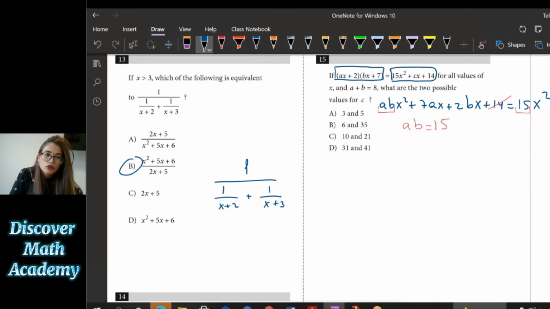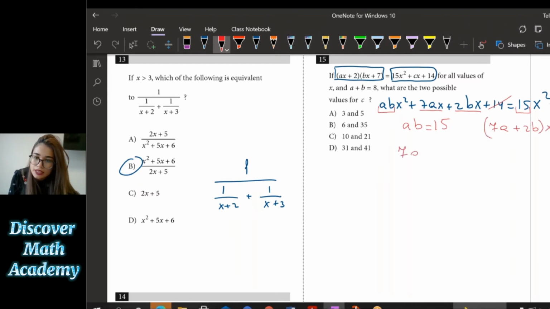So the quotient of 7ax, 2bx, cx. It means that I can write this one like 7a plus 2b times x, which is equal to cx, yes? So 7a plus 2b is equal to c. I have to note for all the values of x, a plus b is 8. So I can take first one, yes, and I know that a plus b is equal to 8.